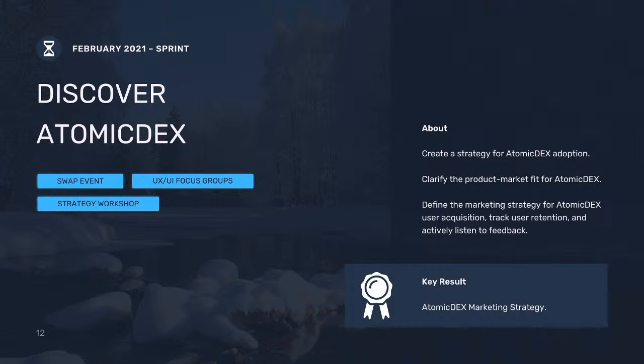Yeah, at the moment that seems like it will most likely be the main pathway and strategy to get a lot of new users to use the app.